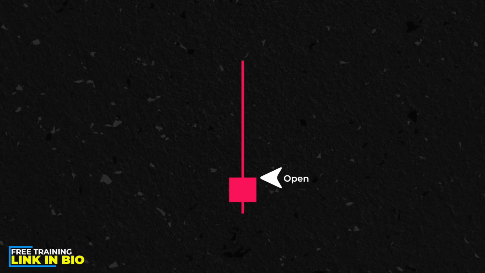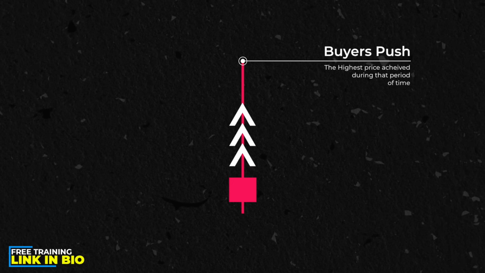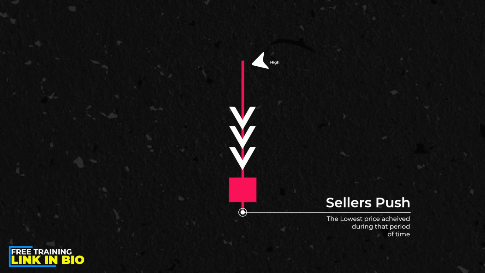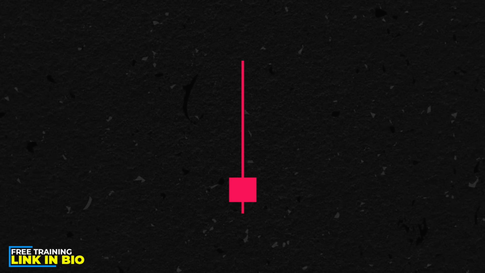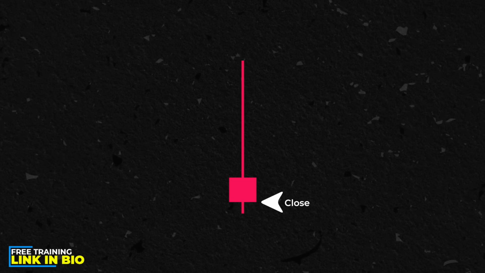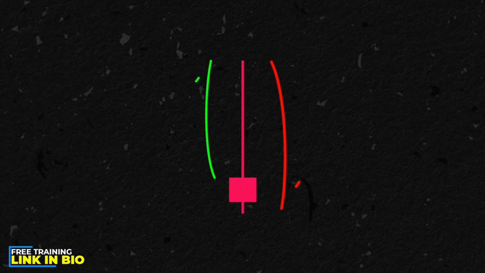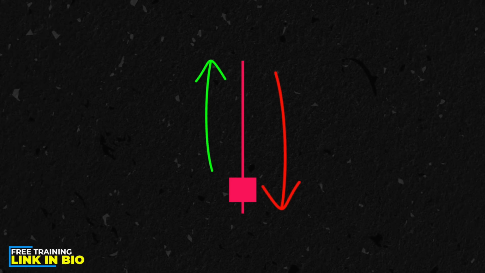The psychology behind the pattern is very simple. The price opened here, and the buyers started to move the markets upwards. They covered some distance and created this high. The sellers then get into the mood and push the prices downwards, crossing below the opening price. The sellers then manage to keep the price down, and the candle closes near its lows. This indicates that the sellers have momentarily gained an advantage over the buyers.